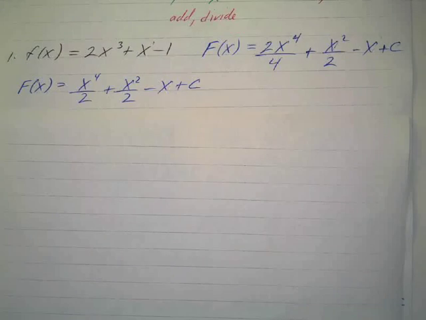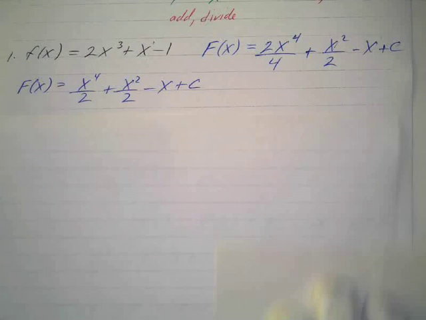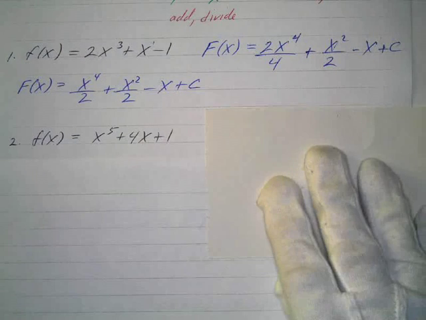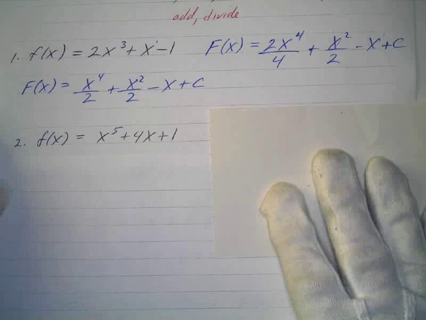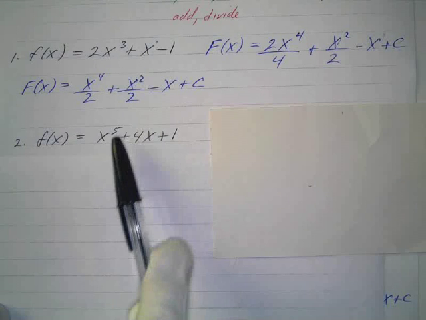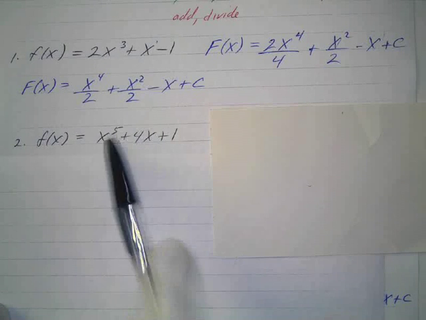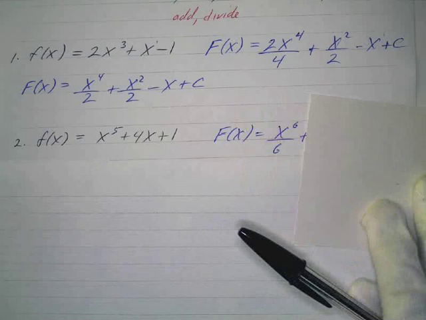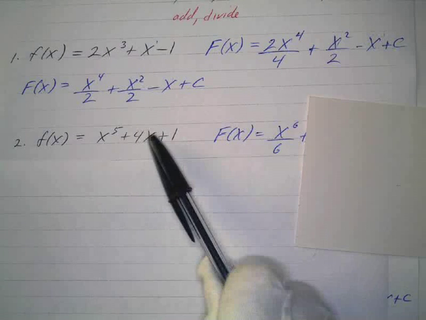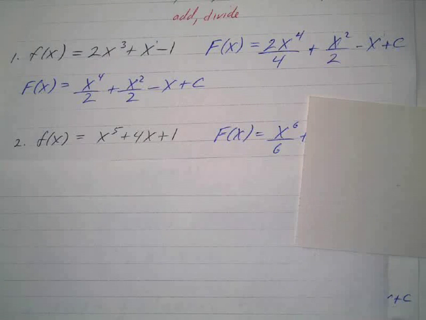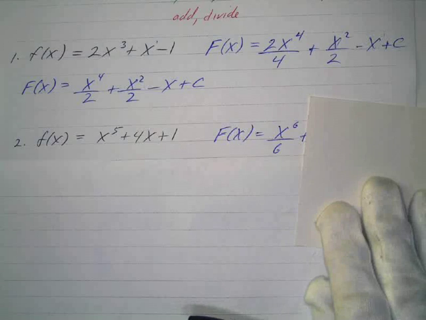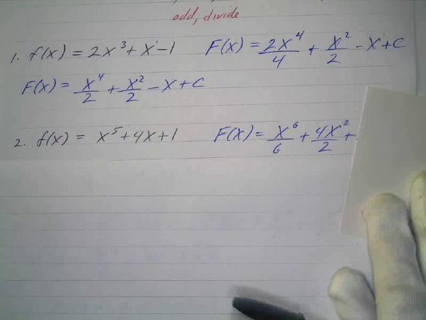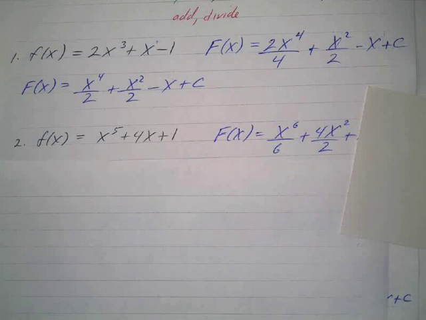And again, you can always pause these if I'm going kind of fast, since I've already worked them out. Here's number 2. X to the fifth plus 4x plus 1. So again, we'd add 1 to 5, we get 6, and divide by that. So that'd be just x to the 6th divided by 6. Add 1 to x, we get x to the first, would be x squared, and then divide by 2, so 4x squared over 2. And then this becomes x.